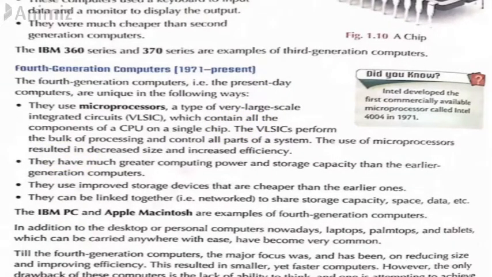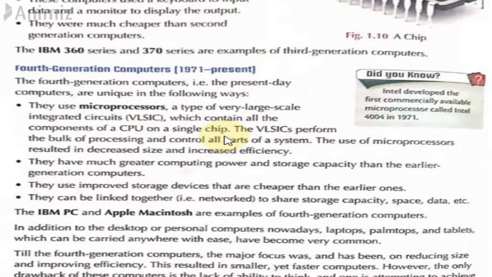They use microprocessors, a type of very large scale integrated circuit. There are ICs, and then there are microprocessors. ICs are smaller and can contain a smaller amount of data, but microprocessors are very fast. They're called very large scale integrated circuits, meaning the ICs are integrated in a larger form, so they can hold a huge amount of data and do a lot of tasks, and they contain all the components of a CPU on a single chip.